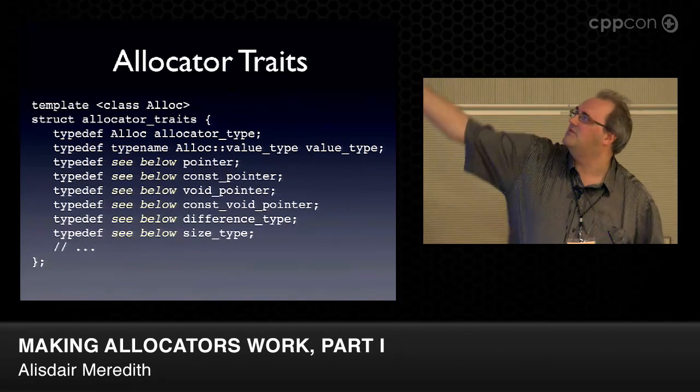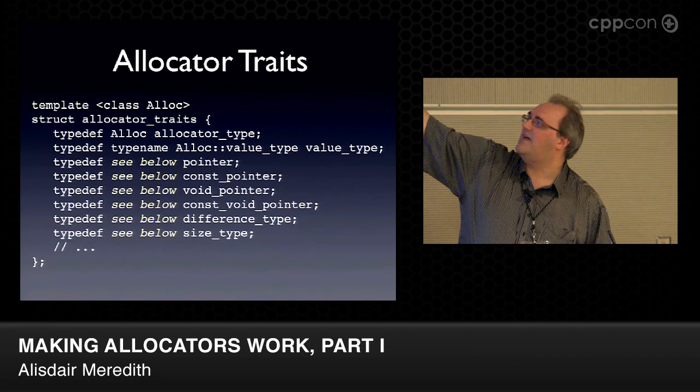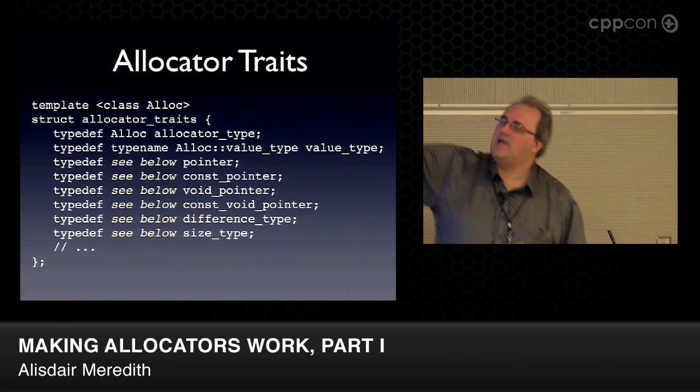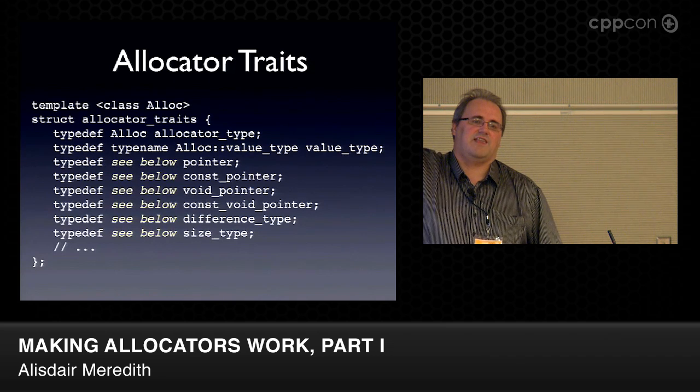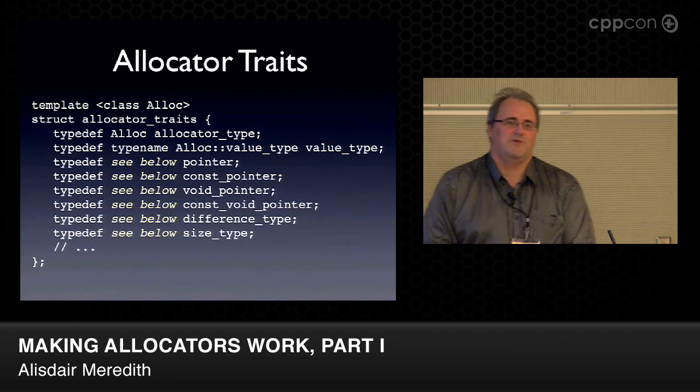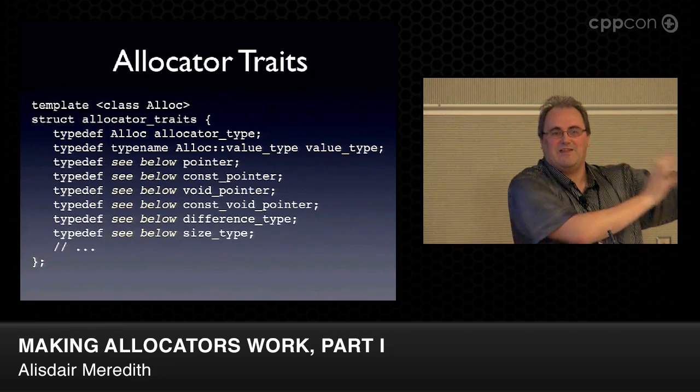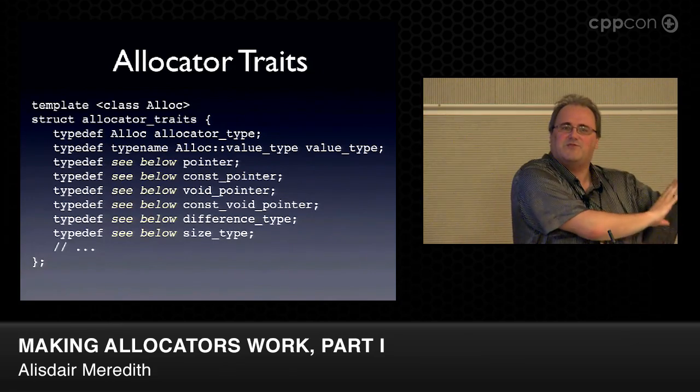So if pointer was supplied and isn't value type star, I actually need to have a void pointer type of whatever that pointer type was, which starts getting a bit interesting for your library implementer, which is why all this craziness is down in allocator traits, and mostly you don't have to worry about it. In about half a dozen slides, we're going to worry about it.